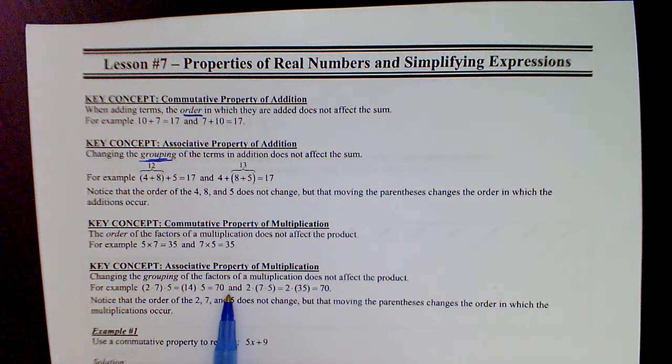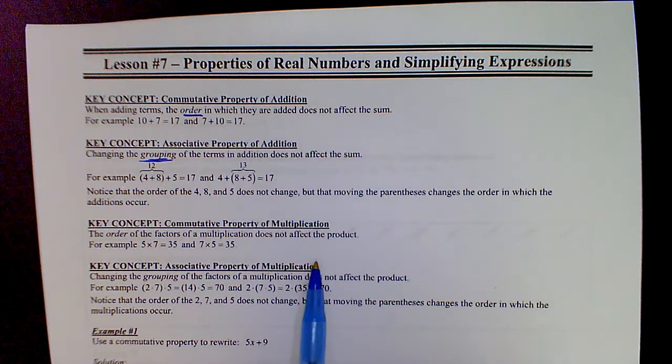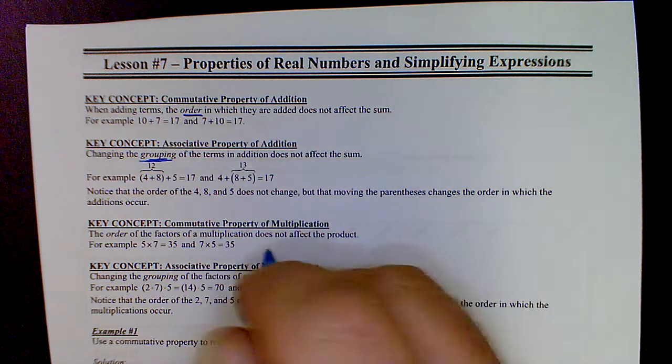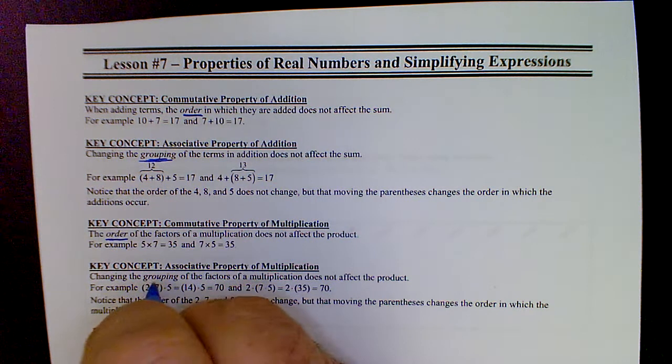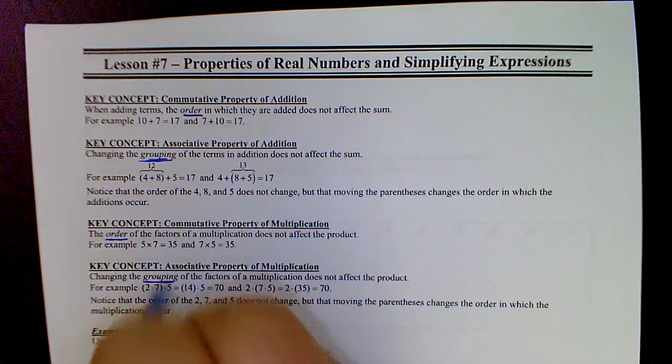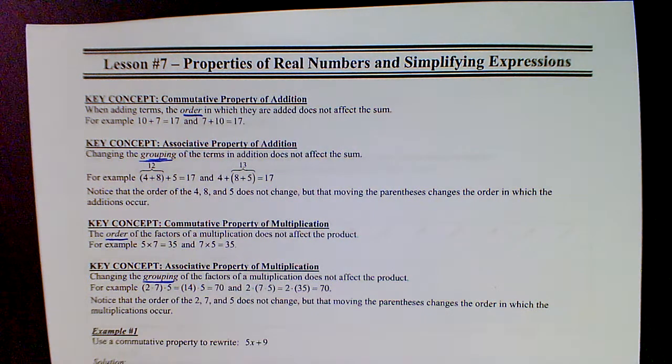So you could read through the key concepts and the example on your own, but we have these commutative and associative properties for addition and multiplication. So not for subtraction or division. So order for commutative, and grouping for associative.